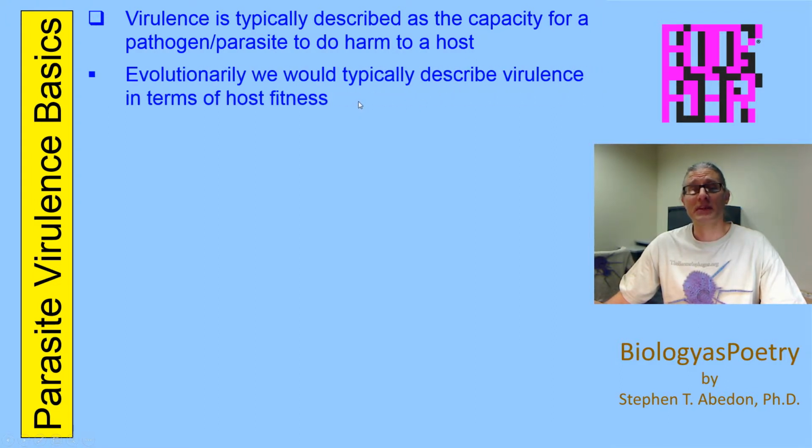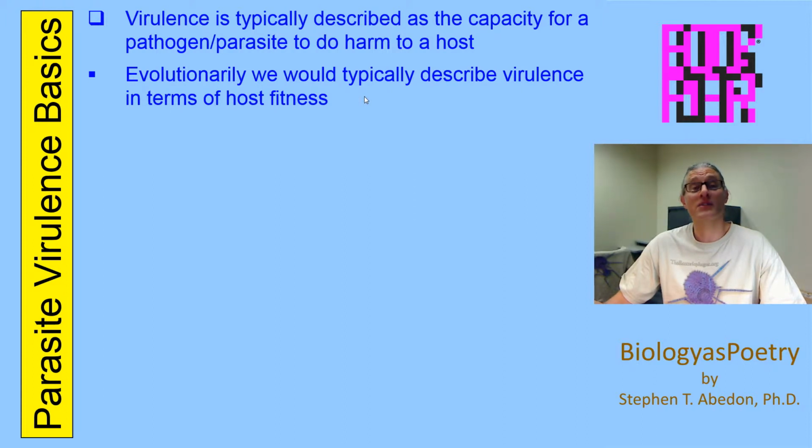Evolutionarily, we would typically describe virulence in terms of host fitness. So in other words, the greater the virulence, the greater the level of disease, the lower the potential for the host organism to ultimately reproduce. This could be because its reproduction is delayed. It could be because its reproduction is reduced because the host organism doesn't have as much body mass as it would have otherwise if it hadn't been sick. It could be because the host is more susceptible to predation by other organisms.